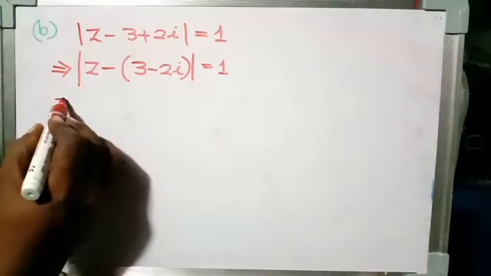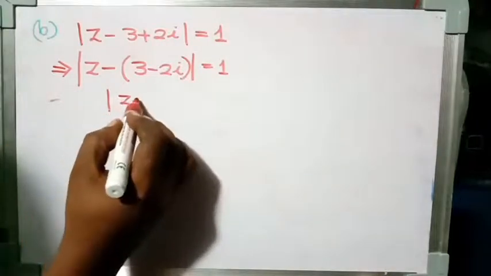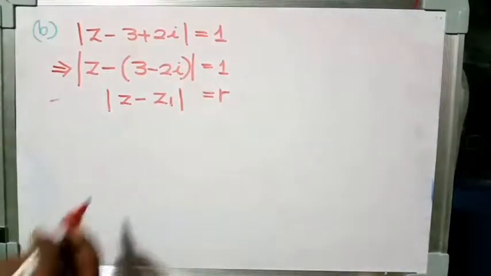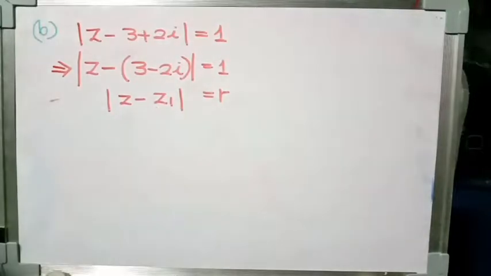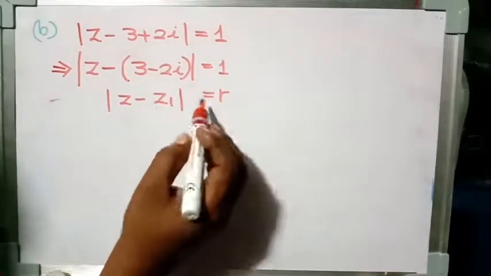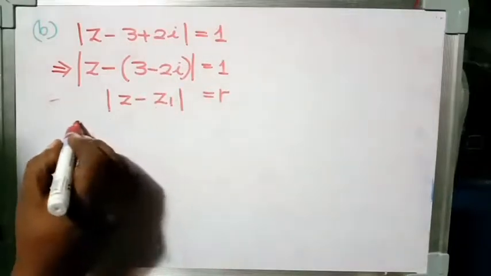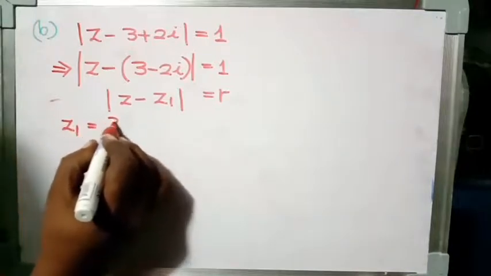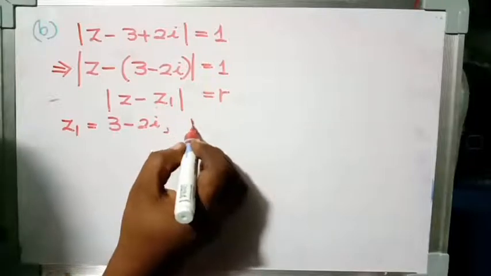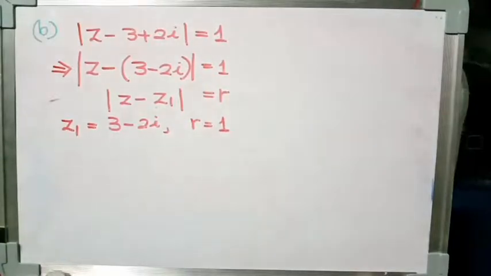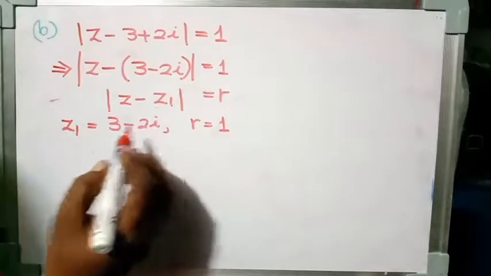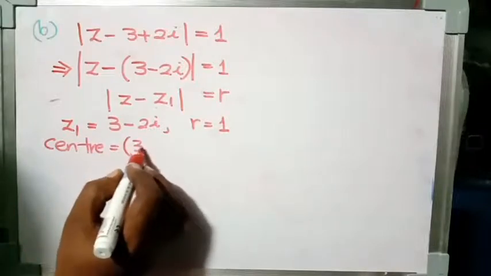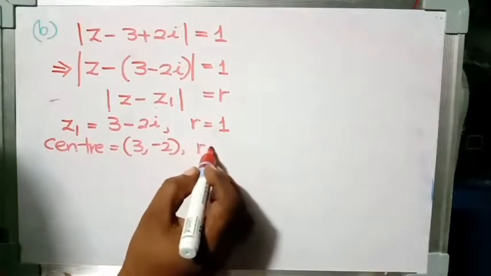Now it looks like mod z minus z1 is equal to r, where z1 is the center of the circle and r is the radius. When you compare these two equations, we get z1 is equal to 3 minus 2i and r is equal to 1. So as z1 is 3 minus 2i, we can conclude that the center is (3, -2) with a radius of 1.